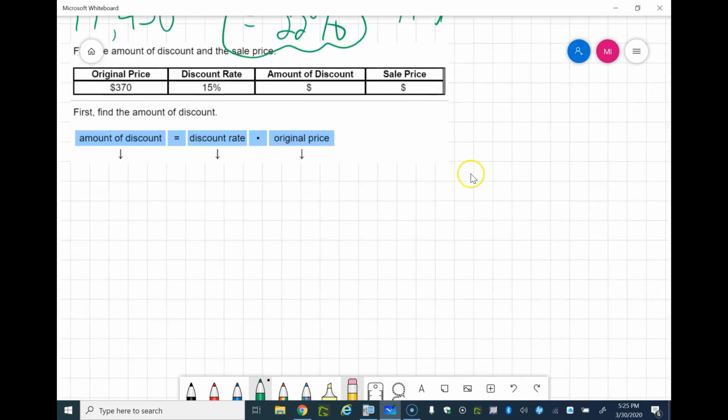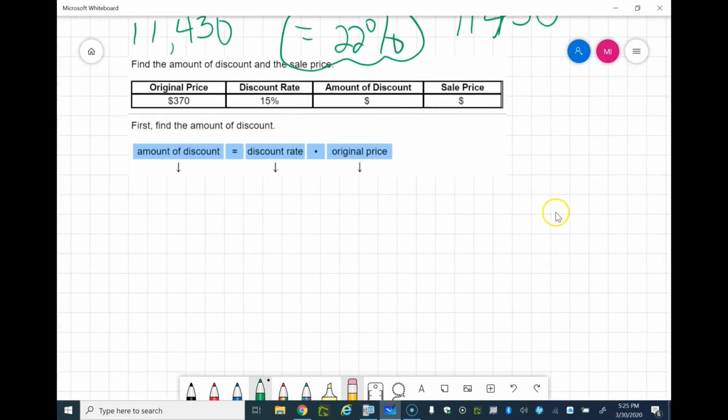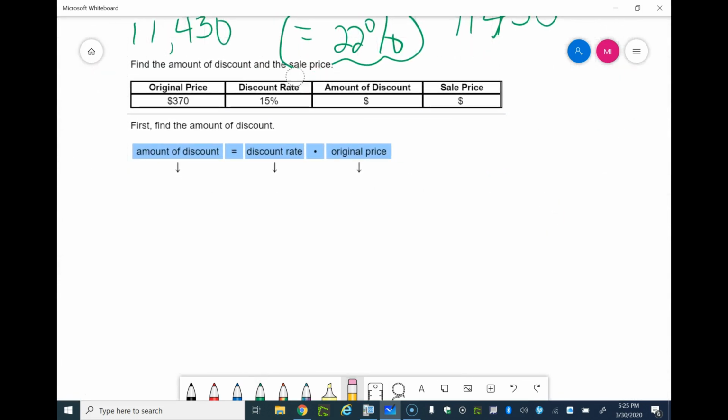So the last one we're going to look at is the amount of sale price and the amount of discount. So here's our formula again. We're just placing the information that we know and don't know in the problem. Do we have the discount rate? We do. That's going to be 15%, but we're going to change that to a decimal so we can multiply. The original price is $370.